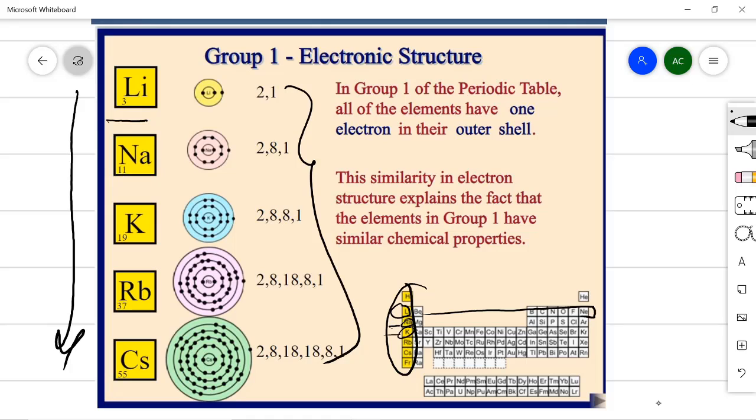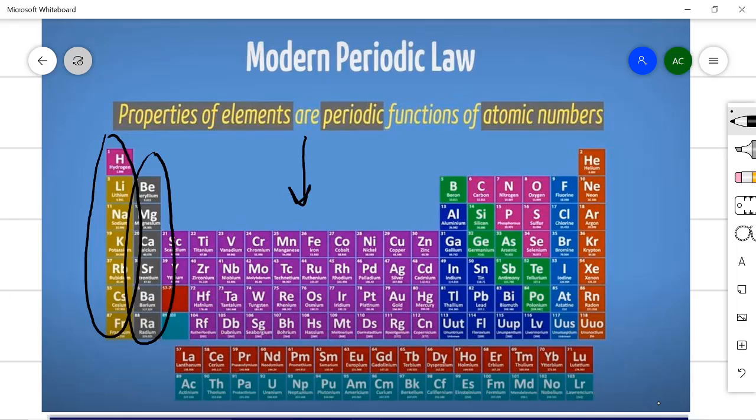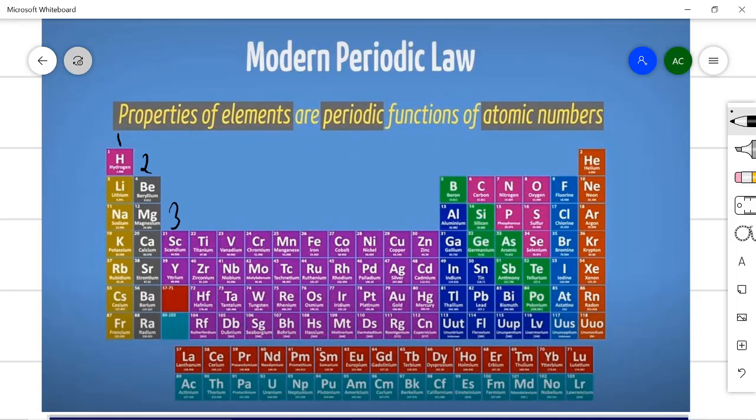Now let's see some salient features of the modern periodic table. The vertical columns are known as groups. This is group 1, this is group 2, and so on. These vertical columns in the table are known as groups, and there are 18 vertical columns: 1, 2, 3, 4, 5, 6, 7, 8, 9, 10, 11, 12, 13, 14, 15, 16, 17 and 18. So there are 18 vertical columns which comprise the groups.